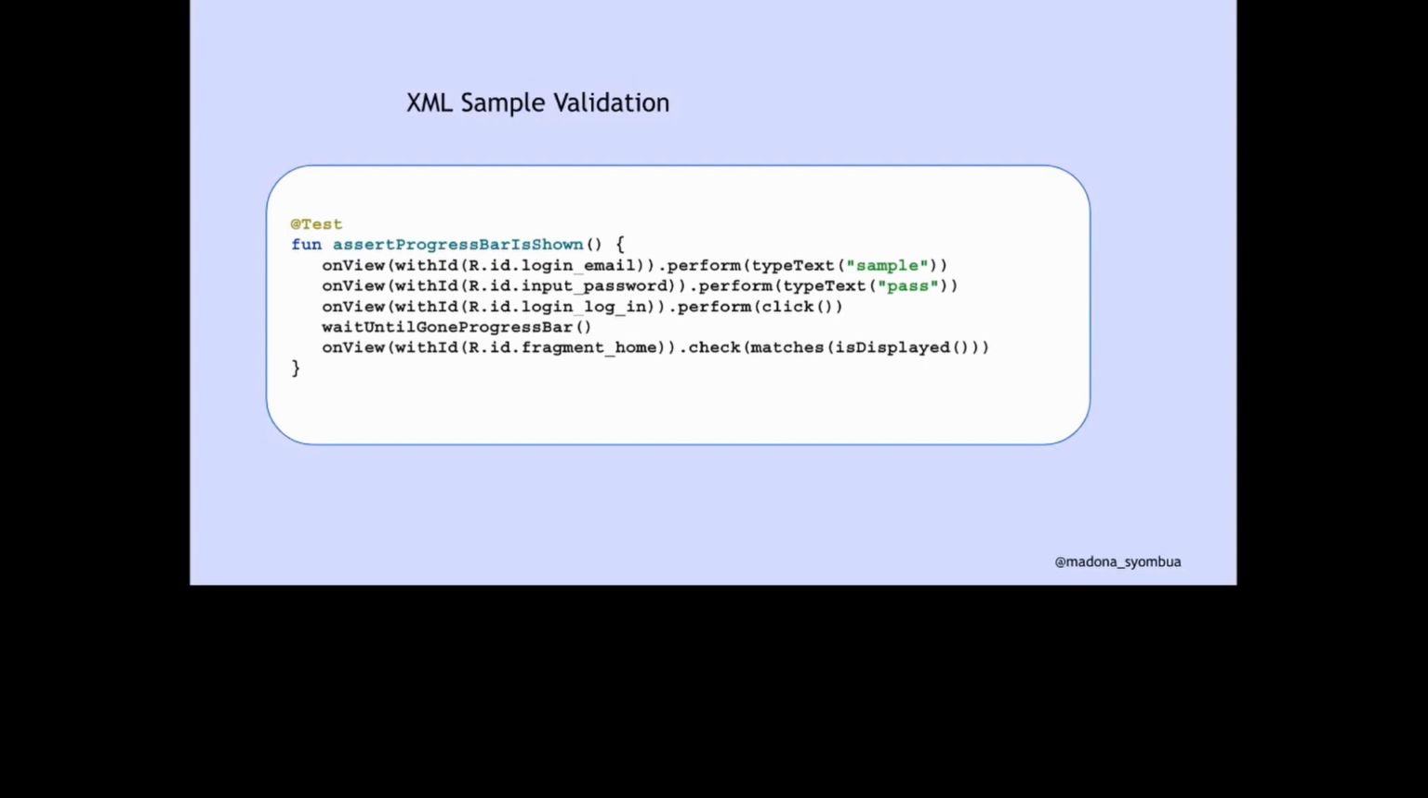Now, an XML validation code, this is for if you're still using XML, you might have seen this before, where we have, let's say, on view, you perform the text, and then you put whatever you want, let's say the input password, and then in the login, you perform click, and then you can have a wait until gone progress bar, and then for handling your maybe idling resources, and then when it's successful, you check it's displayed. And I chose the simple examples because I know these ones are easier to resonate with, because I know the tests can get pretty complicated.